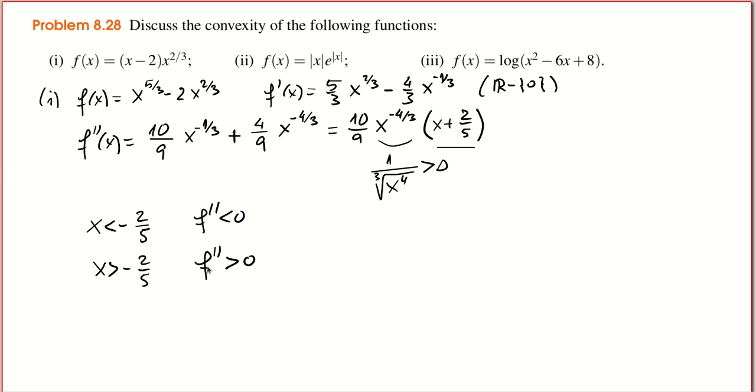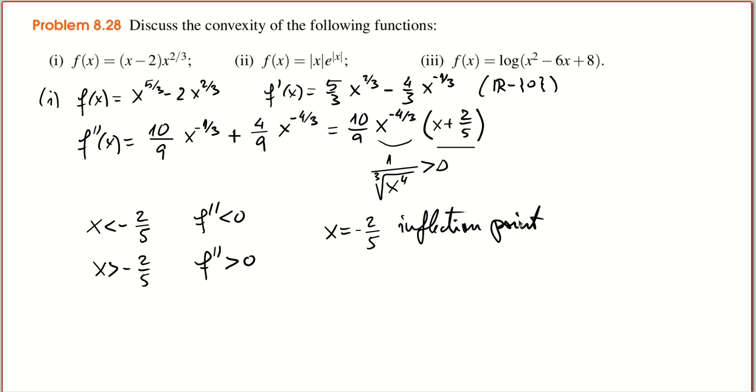So this means that the function up to minus 2/5 is concave, right? Concave. And beyond this point it is convex, right? It's always convex. All right. At that point, this point here is an inflection point because the concavity of the function changes, right? At precisely that point.